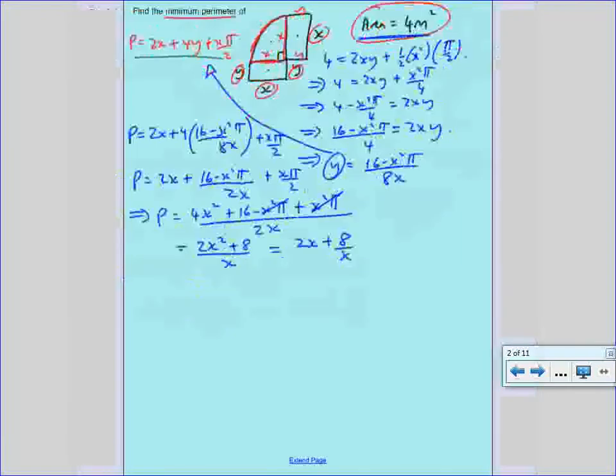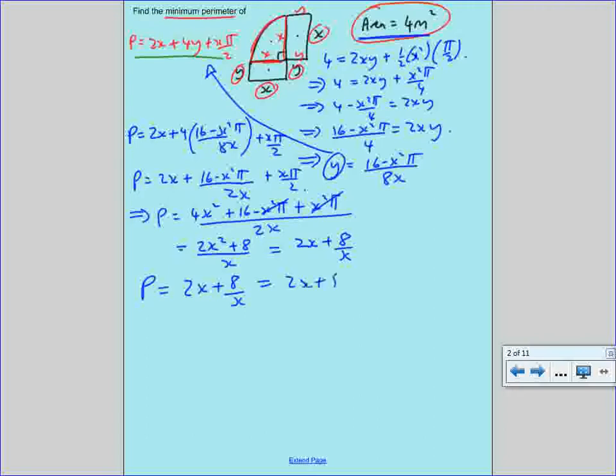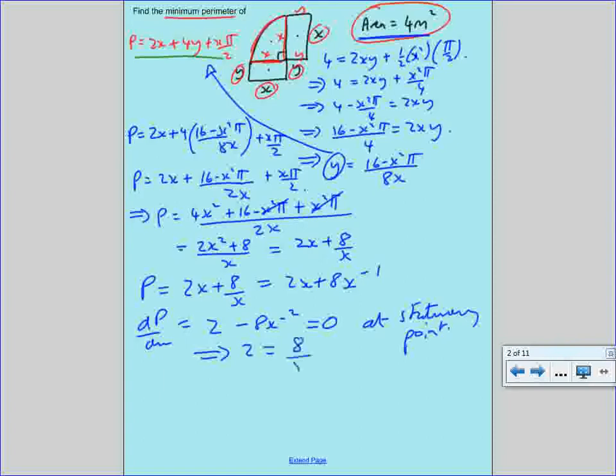So I've got p equals 2x plus 8 over x. Yeah? Now I can differentiate this. Now this is the same as this. If I differentiate this, I get dp over dx equals 2 minus 8x to the minus 2, equals 0 at a stationary point. Yeah? Which is the whole point of what we're doing, because we're trying to find the minimum perimeter.